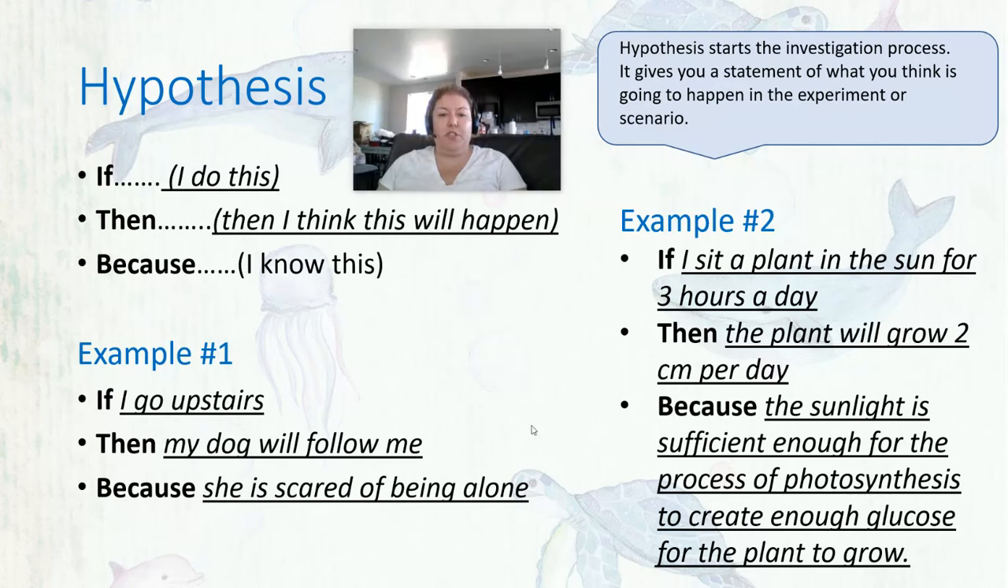Now, example number 2. This is more scientific. If I sit a plant in the sun for 3 hours a day, then the plant will grow 2 centimeters per day. I wouldn't say then I think the plant will grow. No, you're making a statement of what you truly believe is going to happen. This is what's going to happen, not think. Because the sunlight is sufficient for the process of photosynthesis to create enough glucose for the plant to grow. You guys should have had biology and should know what this means. So I have my if, then, because. If I do this, then this is going to happen because of this process. Usually your because is a scientific reasoning, which my scientific reasoning was photosynthesis, and it creates glucose, and then the plant can grow.